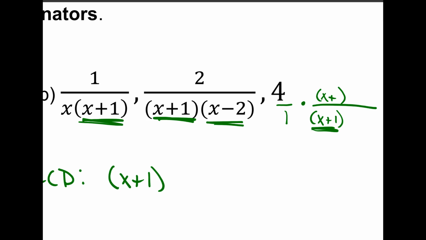So that's going to have to be part of my common denominator. I'm going to have to multiply each one that doesn't have an x minus 2 by it.